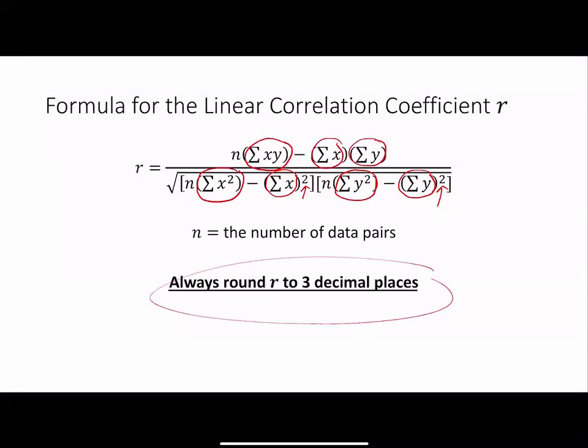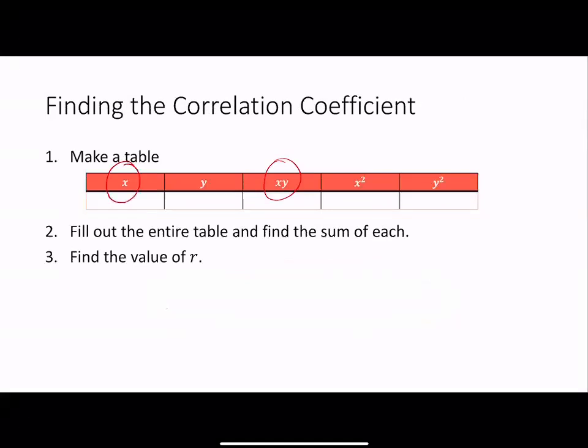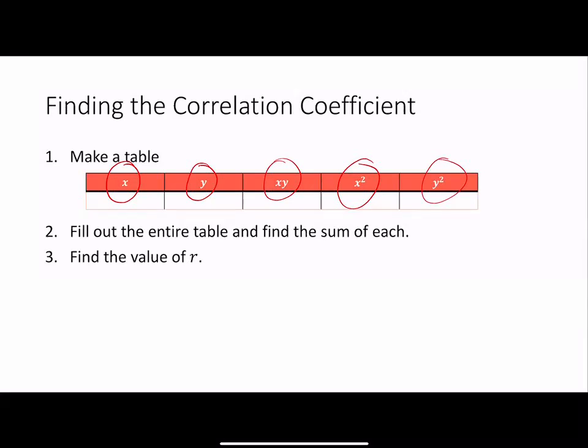Next, we have the sum of the X's. So we have a whole column for the X's. We add them all up. Boom, we put the sum at the bottom. We also have the sum of the Y's, the sum of the X squares, and the sum of the Y squares. Those are 5 columns that we will need. Notice how you make a table, fill out the entire table, and find the sum of each. And then you can find the value of R by just substituting those values that you get at the end. And I'll work a problem with you so you can see.